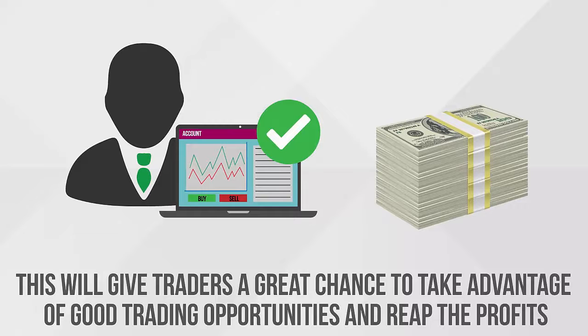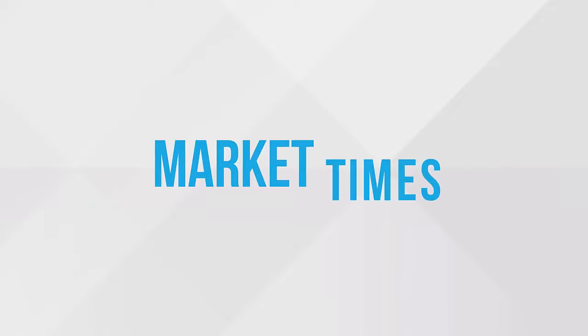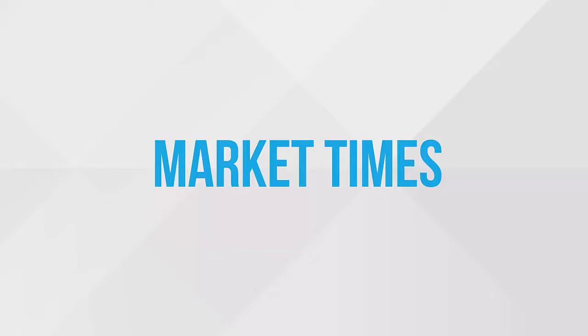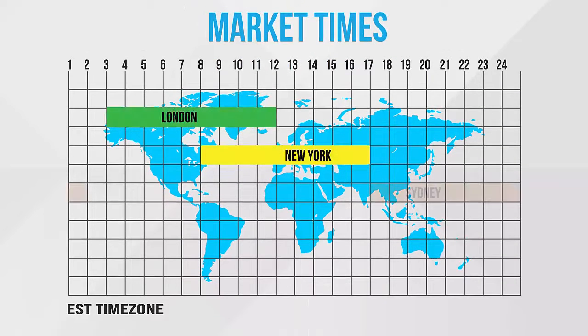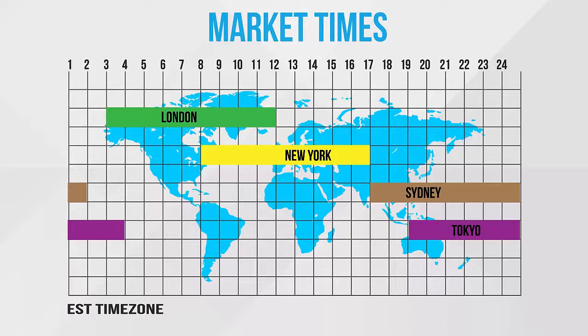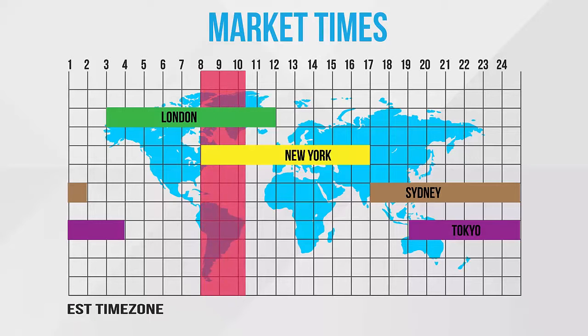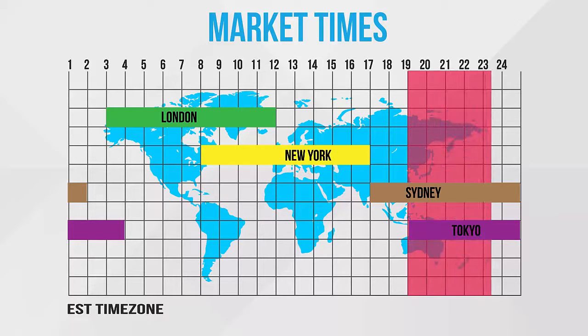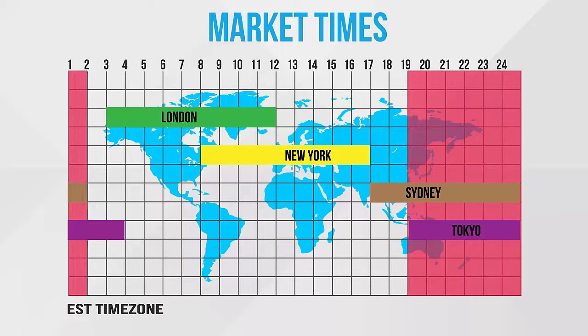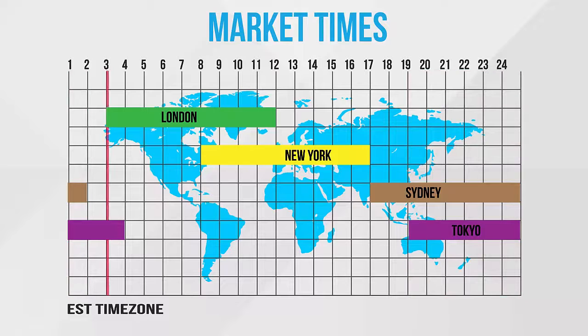Slow markets can actually be a waste of time and effort. You need to know when the various markets are open so you can find the busiest time of the trading day to make your move. When you look at these hours of operation, you can see that there are 3 sessions that overlap. New York and London overlap between 8 AM and 12 PM EST. Sydney and Tokyo overlap between 7 PM and 2 AM EST. And London and Tokyo overlap between 3 AM and 4 AM EST.